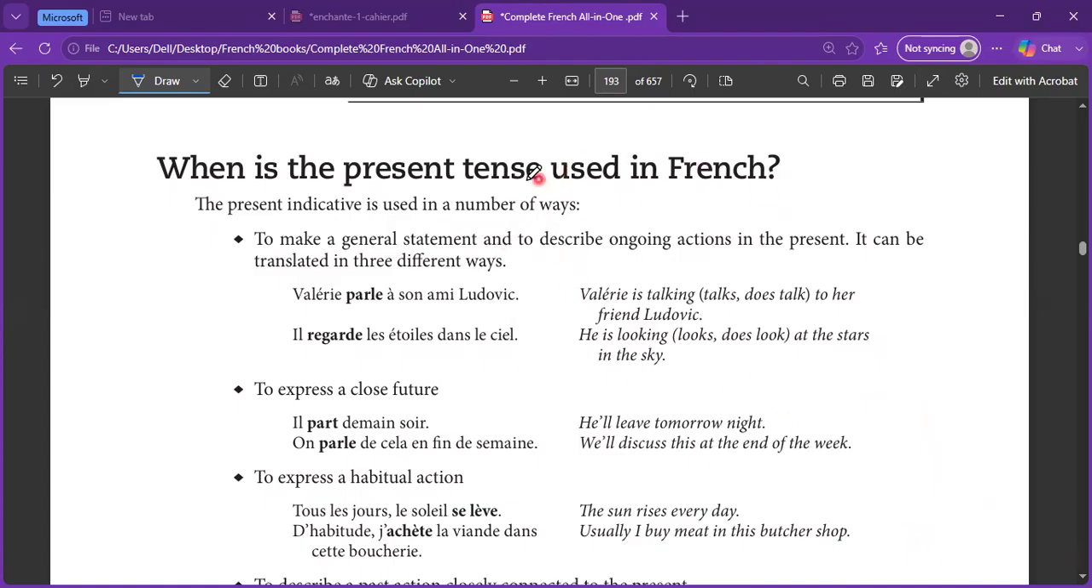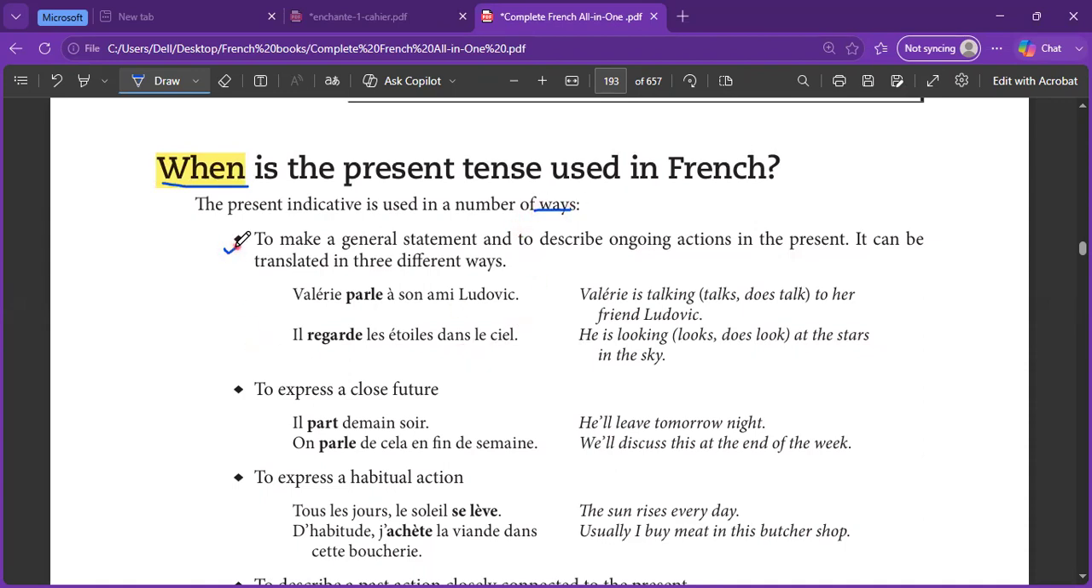Today, we are going to learn about the usage of the present tense, when and how the present tense is used. Actually, how has already been answered. We know the conjugations of the er verbs. So we will come to the biggest question here: when to use it exactly. There are a number of ways in which you can use the présent de l'indicatif.